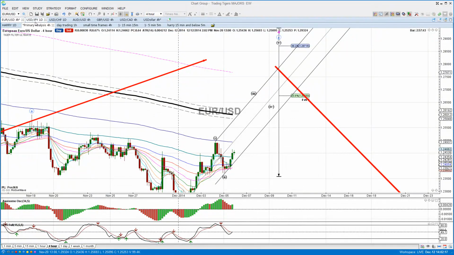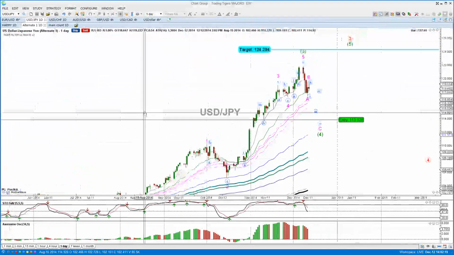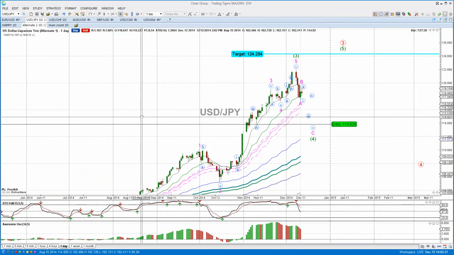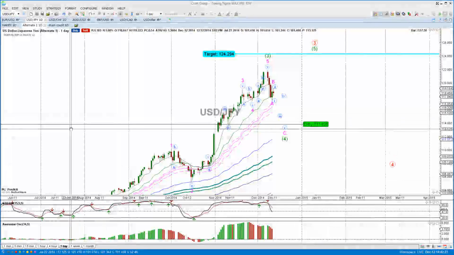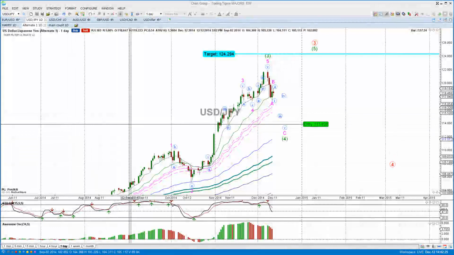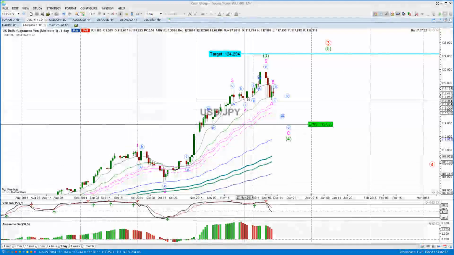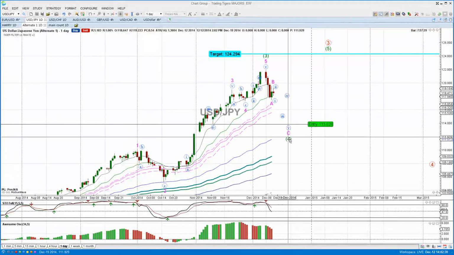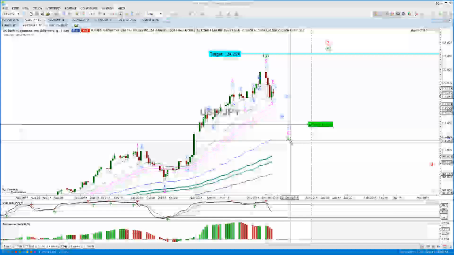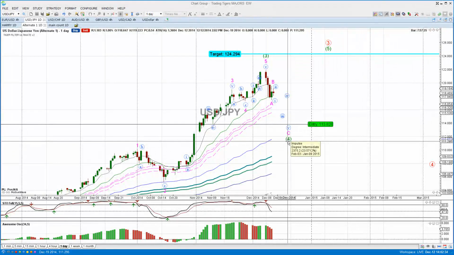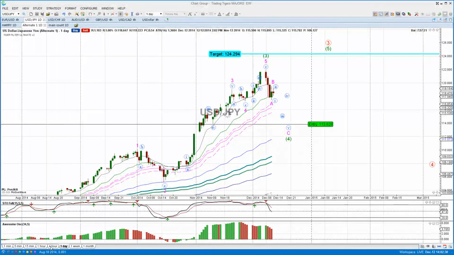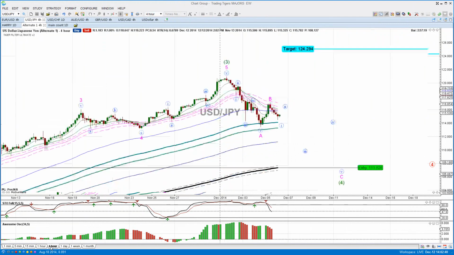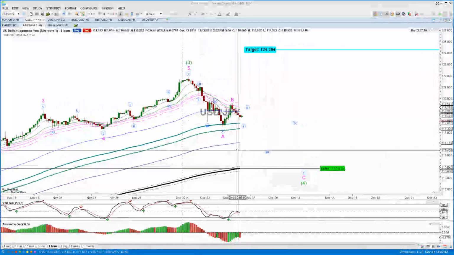So that's that situation. Moving to the US Japanese yen. Yeah, we're looking for price to come further down for this wave 4 of the intermediate, that's green in brackets, to complete, and that's on the daily chart. I'll knock it down to the 4-hour chart.